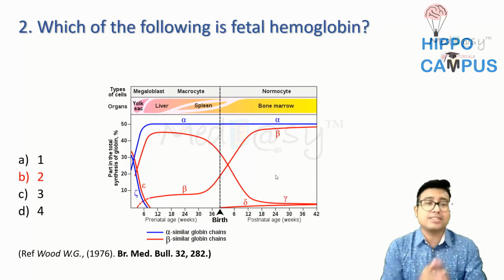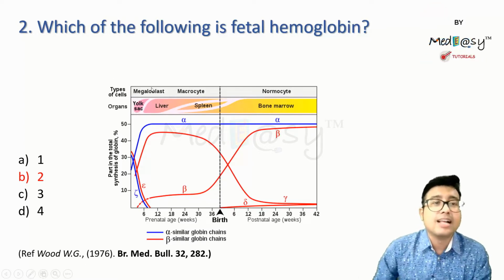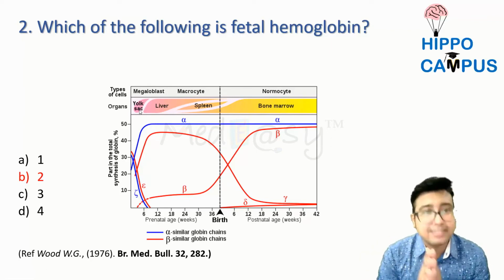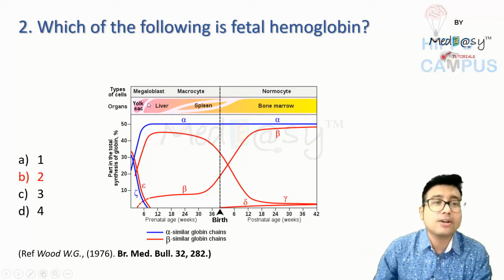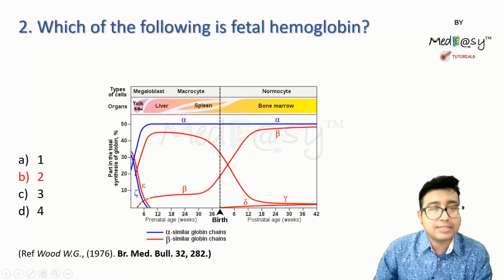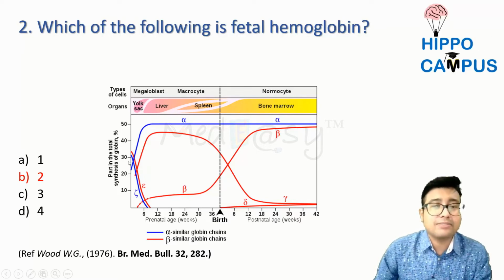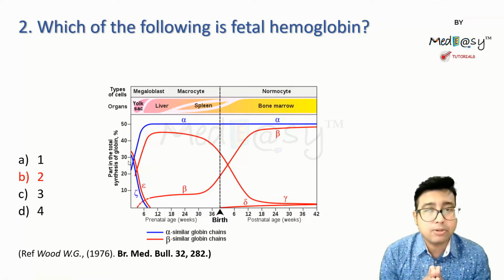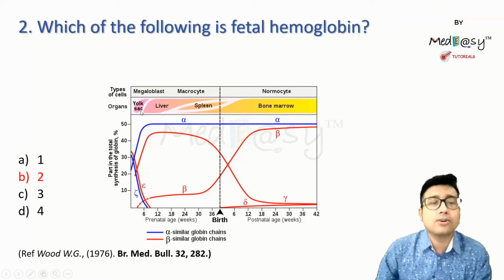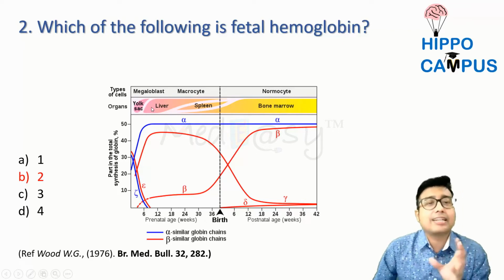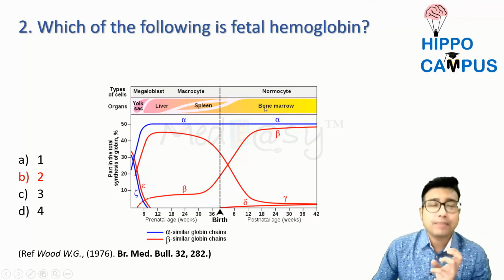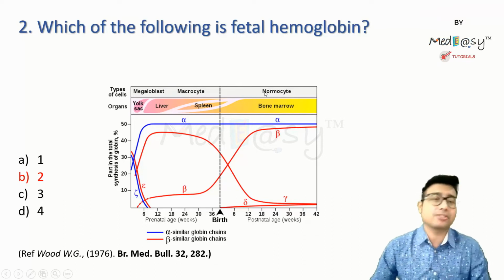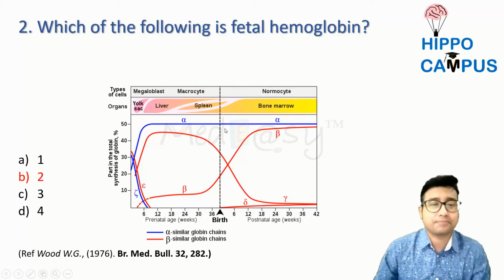This is taken from the British Medical Journal, and this is the full diagram. The upper part was smartly truncated in the Aiims exam. It shows the yolk sac in the early stages of life: alpha, delta, gamma, epsilon, and eta. There are multiple types of hemoglobin that are formed. Starting with the yolk sac, then the liver takes over, then the spleen, and ultimately the bone marrow. So megaloblast, macrocyte, and ultimately it becomes a normocyte, the RBC.